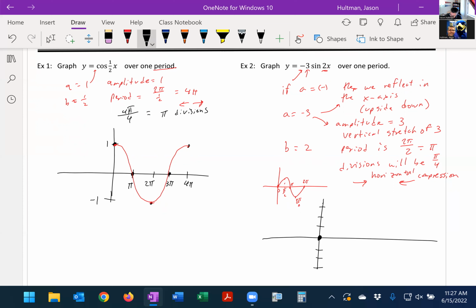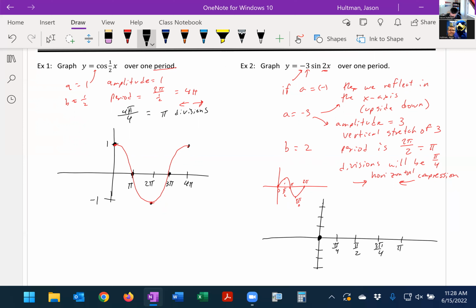Okay, so I like those divisions: 1, 2, 3. And instead of going up on the x-axis by pi over 2s, we're going to go by pi over 4s. So this is pi over 4. And then what's 2 pi over 4? If I add another pi over 4, I get 2 pi over 4, but that's pi over 2. And then if I add another pi over 4, I get 3 pi over 4. That doesn't reduce. And then I get 4 pi over 4, which does reduce to pi.